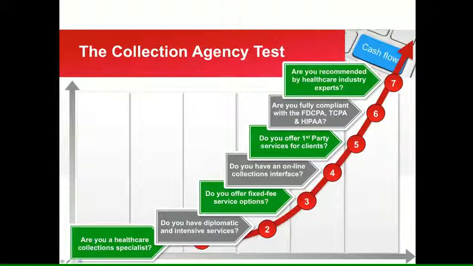And the last is, are you recommended by healthcare industry experts? If you're a medical specialist, if you're a dental specialist in the collection space, prove it. Show me who says so. It's important that there are peer reviews. It's important that there are recommendations. It's important that there are endorsements. That's why we work with people like CICA, because we know when someone's the best in the business, it's going to be obvious, and that's the kind of person you want to align yourself with. So that's the test. Make sure your agency can pass the test, or your attorney.